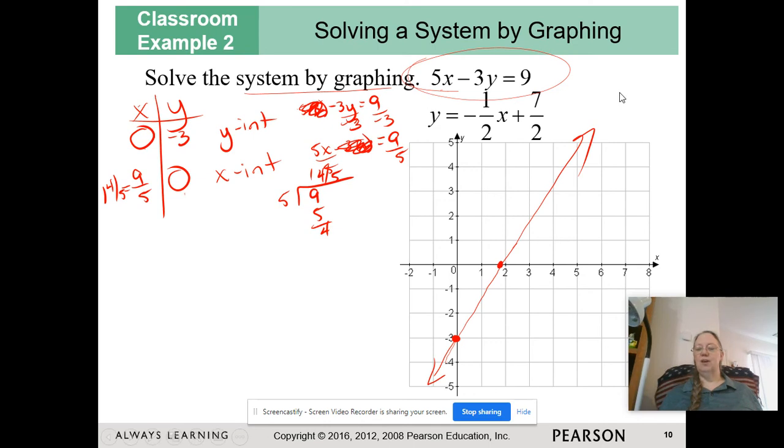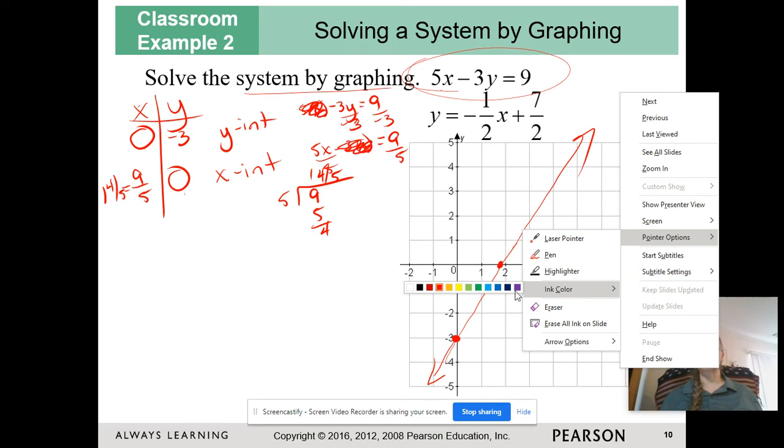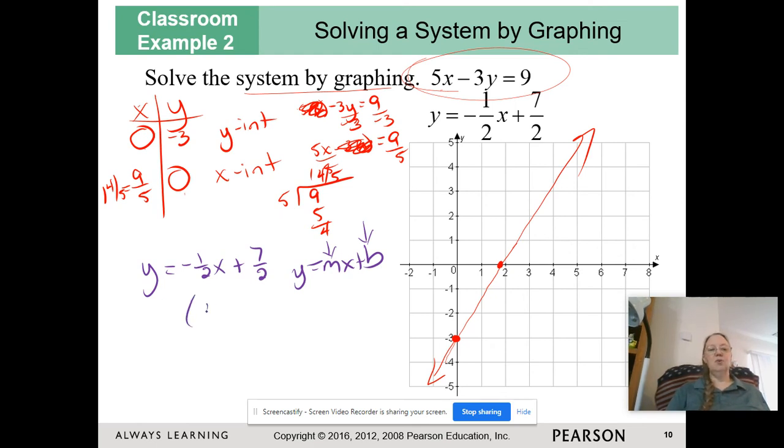Now we have to graph the other equation. I am going to change colors just because it's getting a little bit messy in here. It's hard to figure out which one's which. So we have y is equal to negative 1/2 x plus 7/2. This one is in slope-intercept form. Remember, y is equal to mx plus b, and m is my slope, and b is the y part of the y-intercept. So my y-intercept is 0, 7/2.